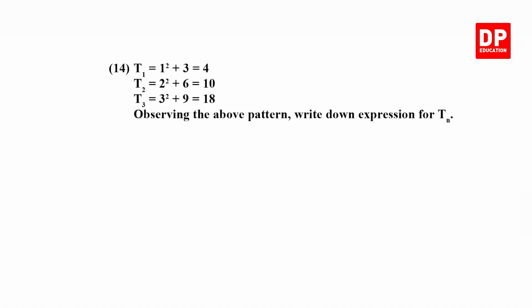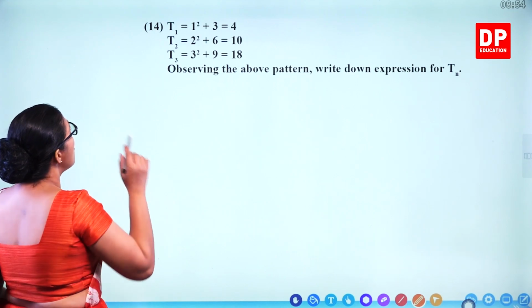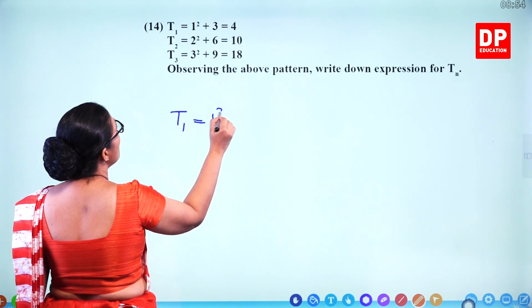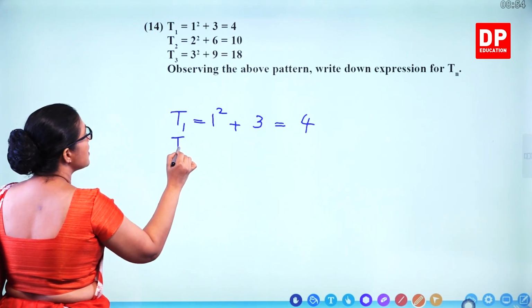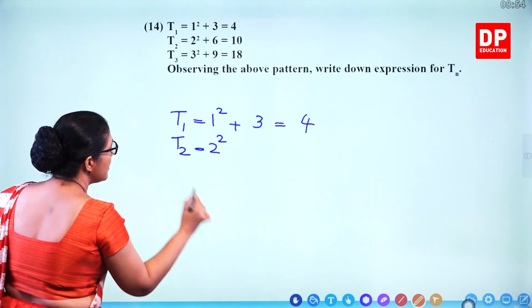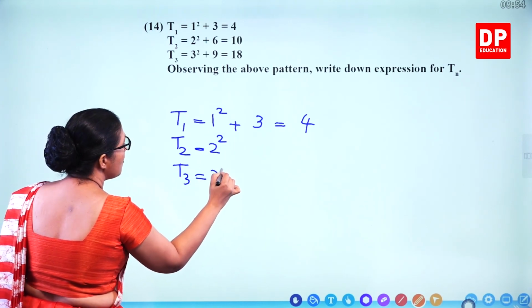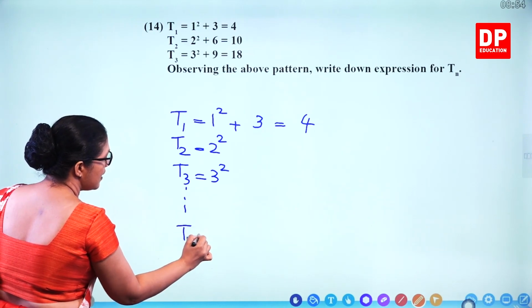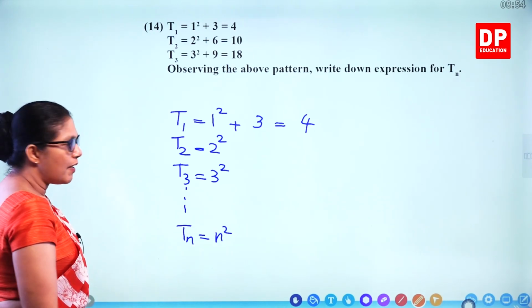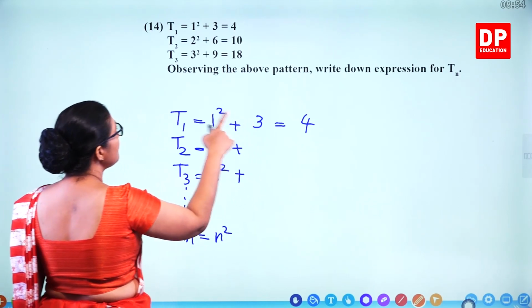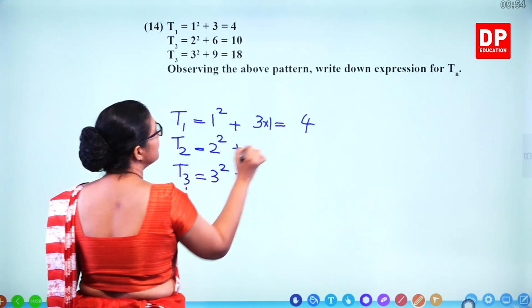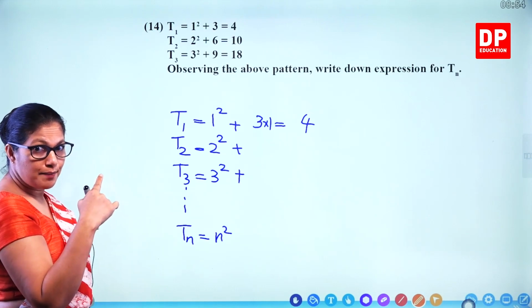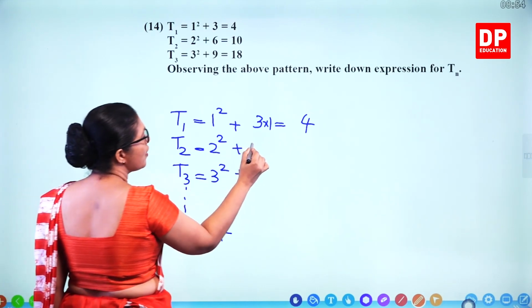Question number 14. Observing the above pattern, write down an expression for Tn. So we'll observe the first term, 1 squared is there and 3. Second term, this is 2 squared. Now we see this pattern, first column values. If this is Tn, this should be n squared. But we need to find out this term, this one. 3, you can write 3 times 1. 6 is there, second term. Connect these two. So you can write 3 times 2.